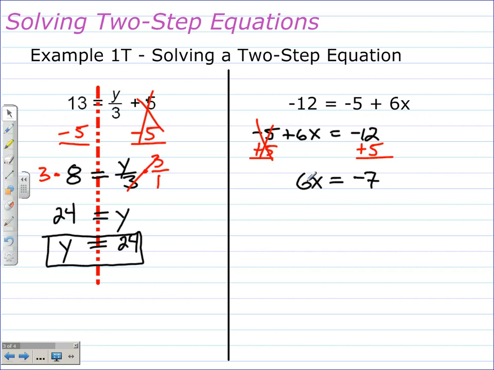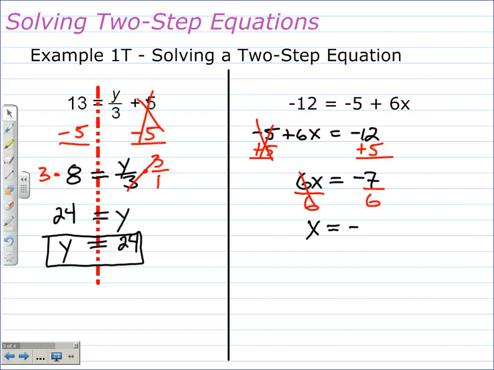We need to get rid of this 6 times x. We need to get rid of the 6. And since it's being multiplied, we're going to divide. And using the division property of equality, we have to divide both sides by 6. The 6's divide out. They become 1, leaving us a coefficient of 1 on the x on the left-hand side of the equal sign.